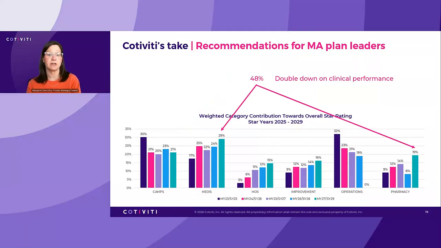Next, double down on clinical performance. By 2029, the HEDIS measures are proposed to comprise 48% of the star ratings pie. Plans can achieve or maintain excellent clinical performance by eliminating both data gaps and care gaps. So they should invest in clinical data sharing, analytics, and provider engagement. Ensure that your plan has member education and care teams in place to effectively manage chronic conditions.